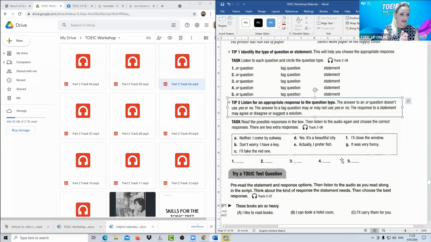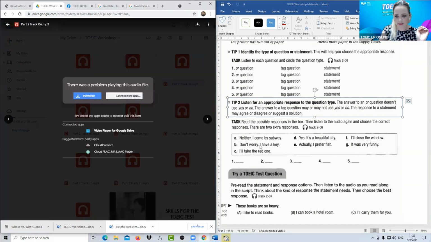So the first thing you can do, which is the easiest one, is to decide, is it an or question? Okay, and if it's not, start looking at statement or tag. Here we go. Let's play that again. So match A, B, C, D, E, F, G with 1, 2, 3, 4, 5.